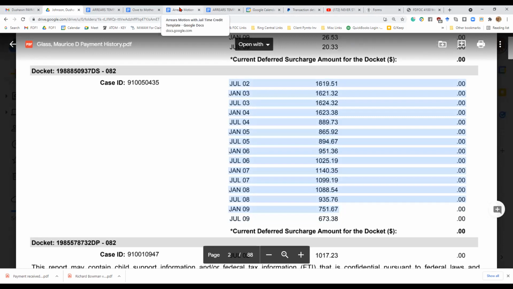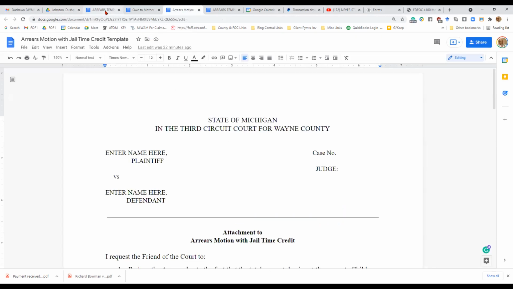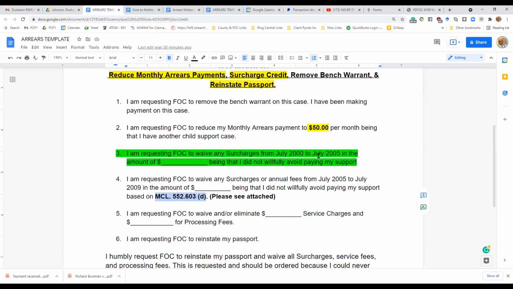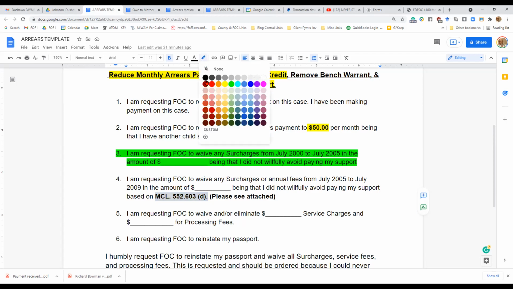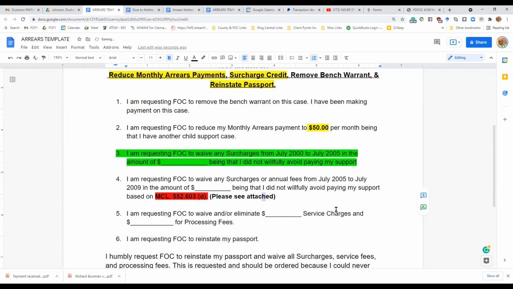Remember, in this motion here, that's the surcharges right here in that green button. Okay, so, damn, he owed over 15 grand in just surcharges. That's right. And that's the same thing in your case and everyone else's. So you see this thing here? I'm gonna put it in red. That's the one that you can ask for them to waive.